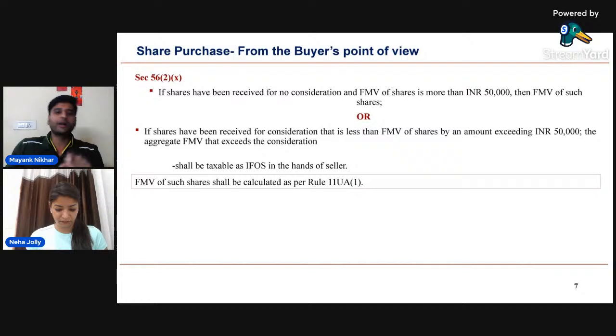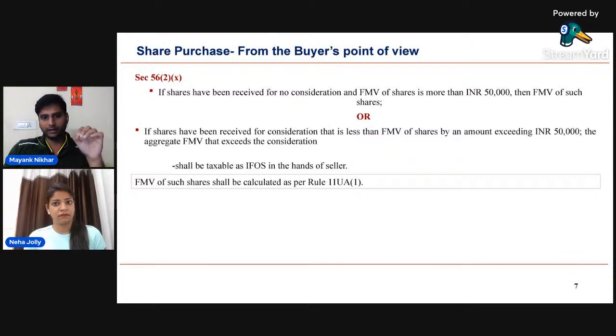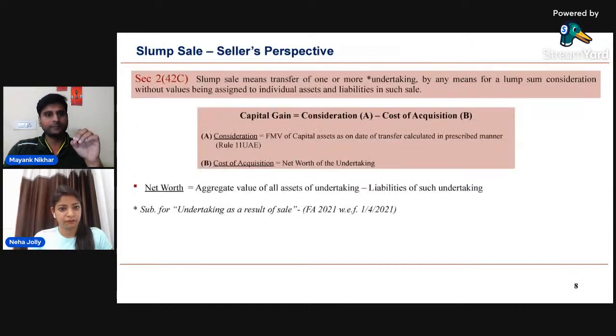Again, fair market value under this section shall be as per Rule 11UA1. So earlier we had Rule 11UA2, under this section we have Rule 11UA1. Both are almost the same, it's just that under one section it is A plus B plus C plus D minus L, and for the other section it is A minus B, assets minus liability, divided by value per share. These rules are very easy. You can find them on the internet, in the Income Tax Act. So I'll quickly move on to the next slide.